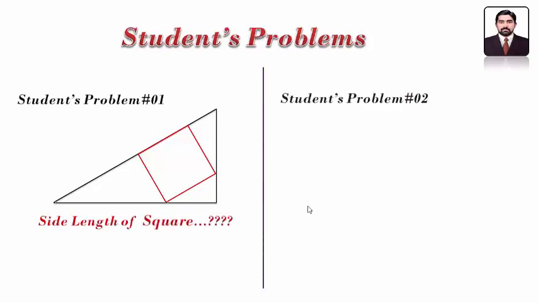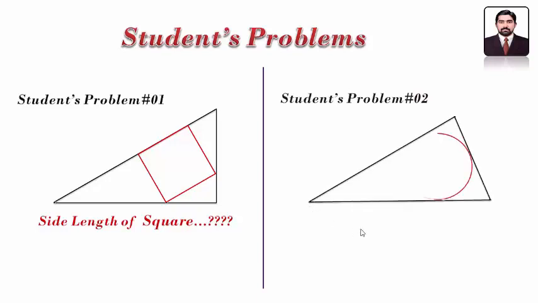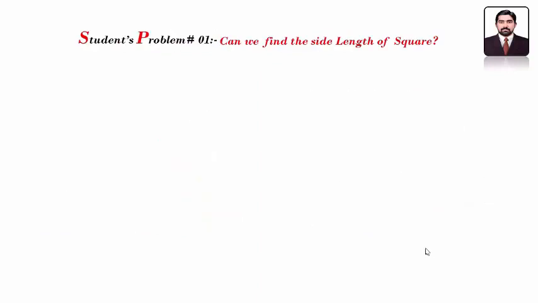Student problem number 2: this is a triangle, and this triangle has a circle inside. The circle touches the three sides of the triangle. The question is: how can we find the diameter of the circle?